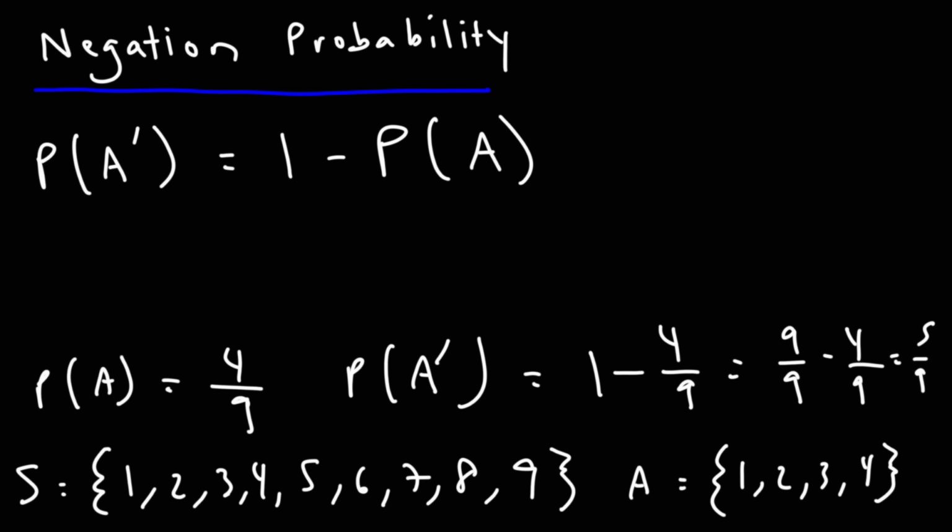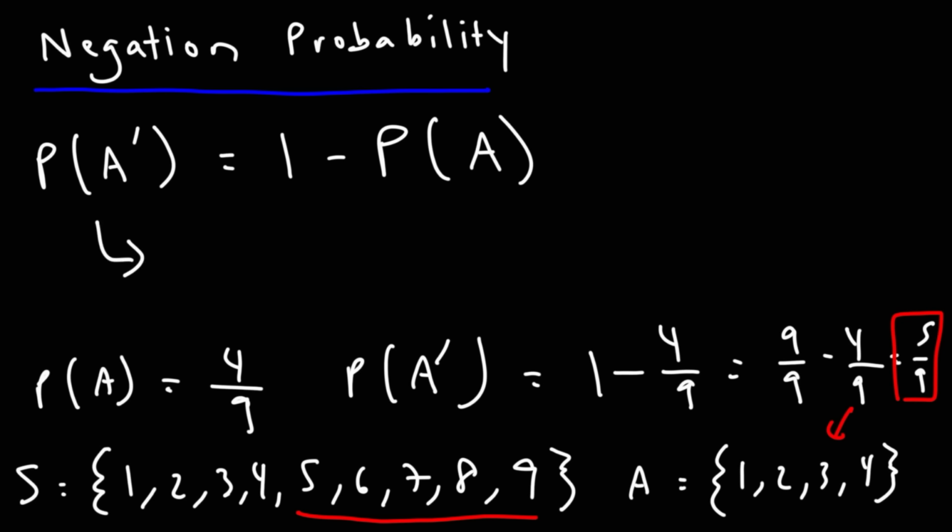And you can see how that makes sense. The probability of not getting A: there are 5 elements in S that are not included in A. So the probability of getting any one of these 5 elements is 5 out of a total of 9 possible outcomes. So the probability of not getting A is 5 over 9. So that's negation probability. It's basically equal to the probability of the complementary event, the event that A does not occur.